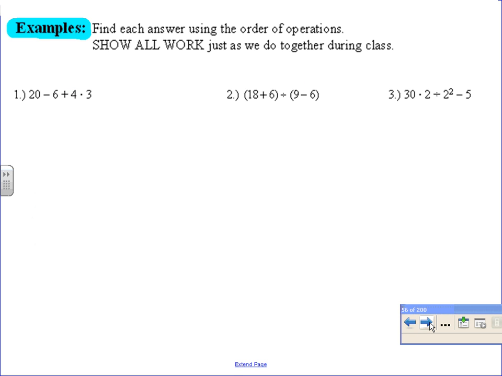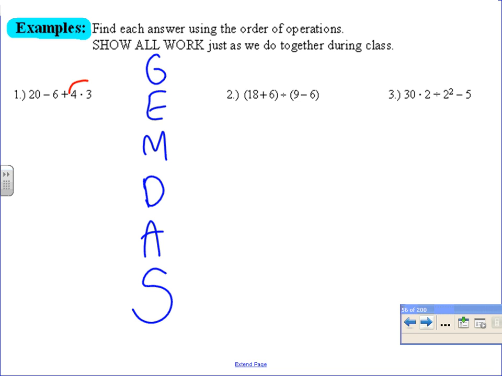Okay, number 1, we have 20 minus 6 plus 4 times 3. We are following GEMDAS. What's the very first thing we need to do? Matt? Good. First thing we need to do, I'm going to circle it, is multiply. Multiply first, rewrite everything else. So 20 minus 6 plus 12, because 4 times 3 is 12. You guys should be writing with me if you did not do this already.